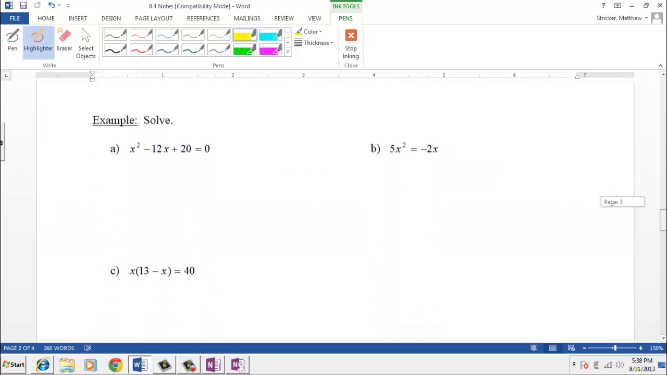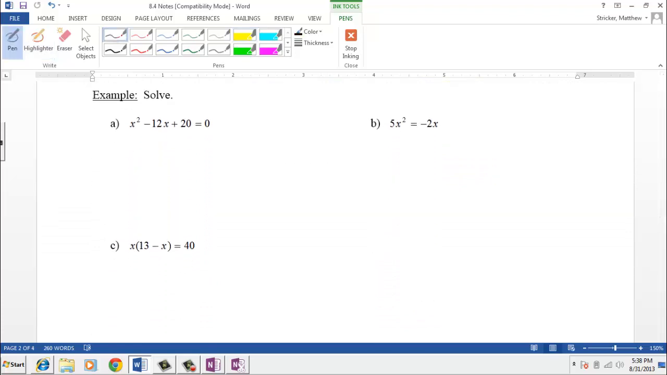Now, if we take a look at a couple of other examples like this, we have, for example, this one, which factors very easily into x minus 10 and x minus 2, because negative 10 times negative 2 is positive 20. And we get a negative 10x and a negative 2x, which adds up to negative 12x. So then we have x minus 10 equals 0, or x minus 2 equals 0, which gives us x equals 10, or x equals 2. We get two answers.